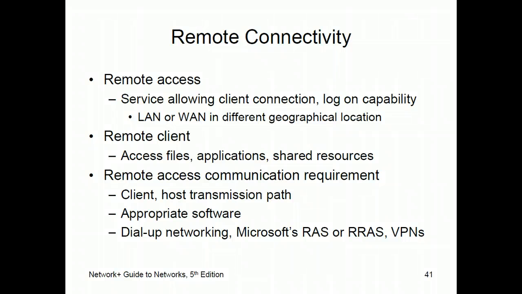Remote access communication requirements: you have a client, a host, and a transmission path. Generally, the transmission path is going to be the web, the internet. Whatever internet connection you have is going to be the path that you're on. It could be Wi-Fi, it could be cable, you name it. That path could be whatever you're connected to.